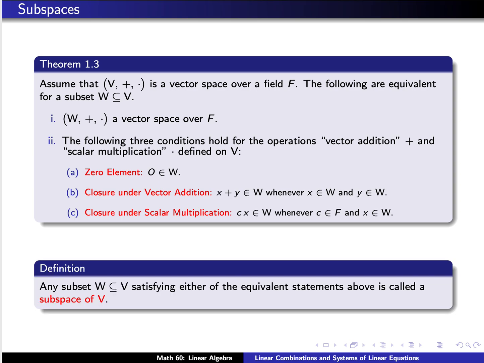Any subset W of V satisfying either of these equivalent statements above is called a subspace of V. Remember that this is just a concatenation for saying a subspace is a subset that is also a vector space.